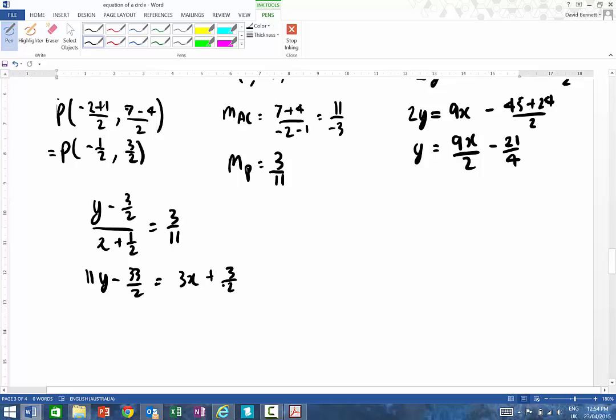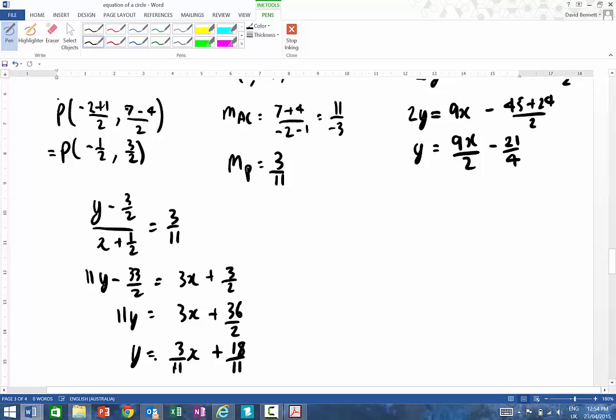Alright, so when I bring that across, it's going to be 11y is equal to 3x. And then I'm going to be plussing that, so that'll be 33 plus 3 is plus 36 on 2. So we can say that's 18, can't we? So therefore y is equal to 3 on 11 x plus 18 on 11. So that's my equation of my second line.